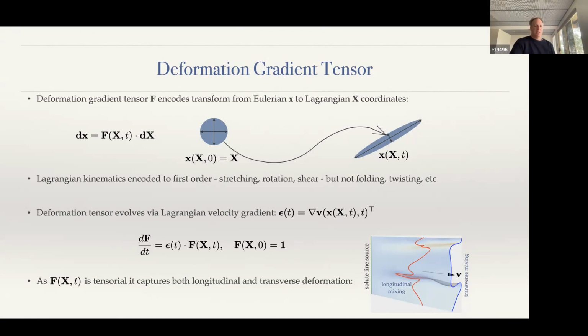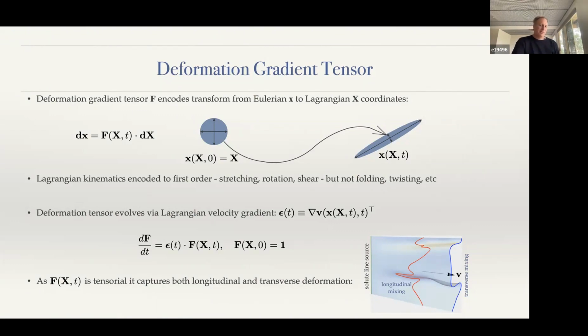The deformation tensor evolves via the Lagrangian velocity gradient. We're going to denote that as epsilon of t. So that's the velocity gradient of a material element as it moves along a streamline or a path line. And the evolution equation is shown there. At time equals 0, the deformation tensor is the identity matrix. So that represents a spherical material element. And then that typically will be deformed into some sort of ellipsoidal material element.